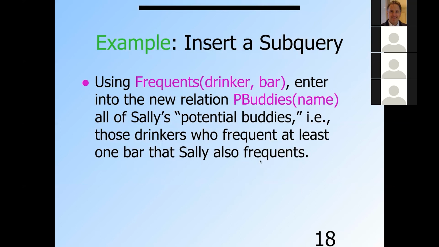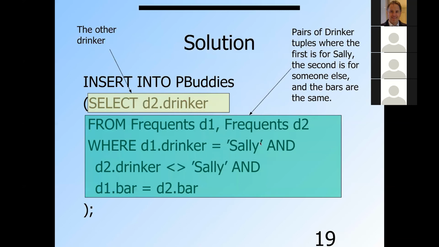All right. So yeah, this is kind of like a toy example here. This is the idea of potential buddies. That is, if they frequent the same bar and they like the same drink, I guess, but they're not the same drinker, then you could put them into that table. But it's a little silly.